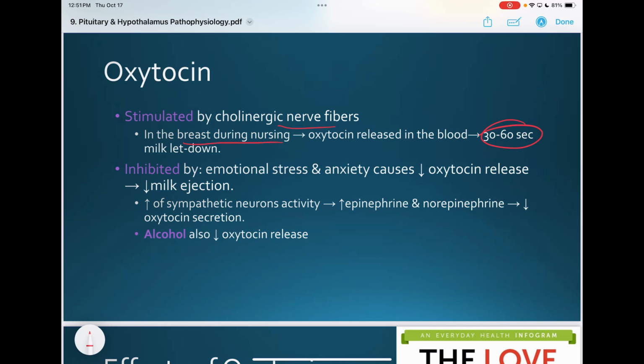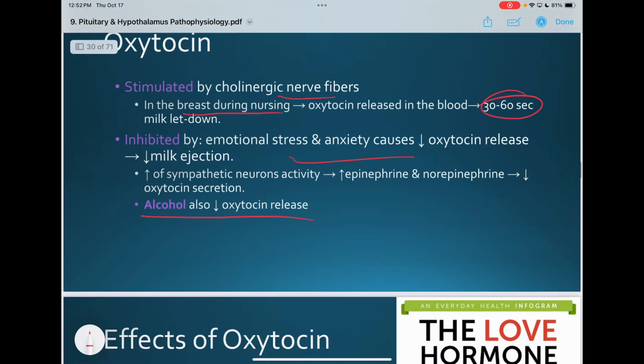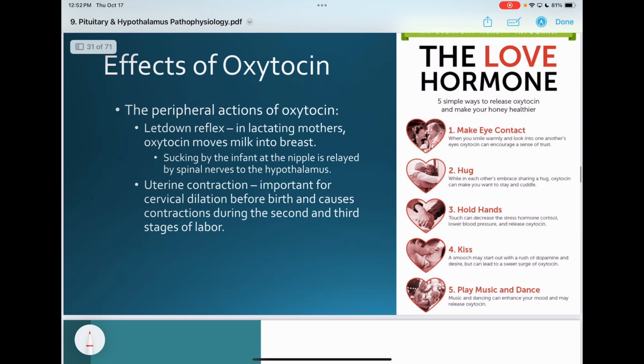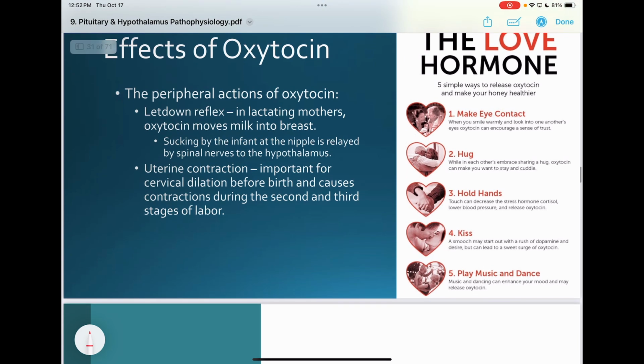Inhibited by emotional stress and anxiety, so decreased milk ejection during periods of very, very high stress. Alcohol also will decrease oxytocin release. And then obviously these are the effects of oxytocin: letdown for milk and uterine contraction. Very, very important for uterine contraction during labor.